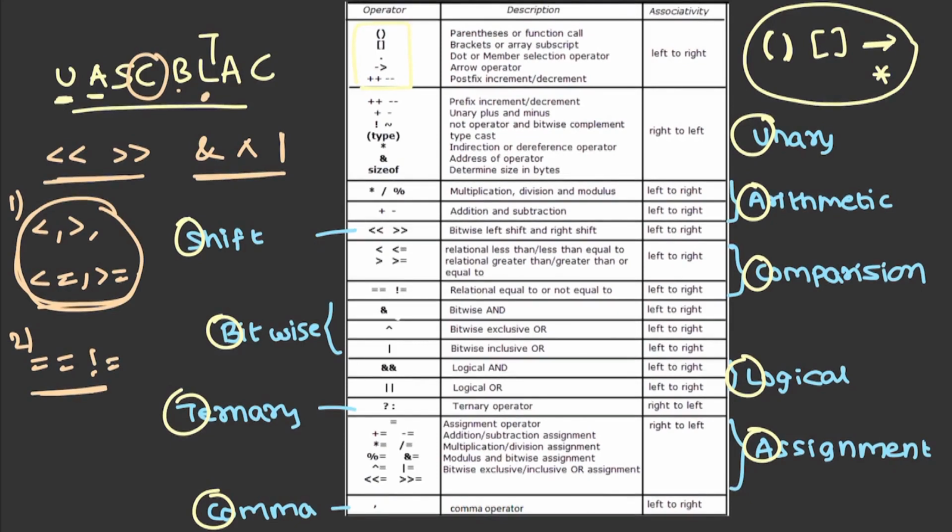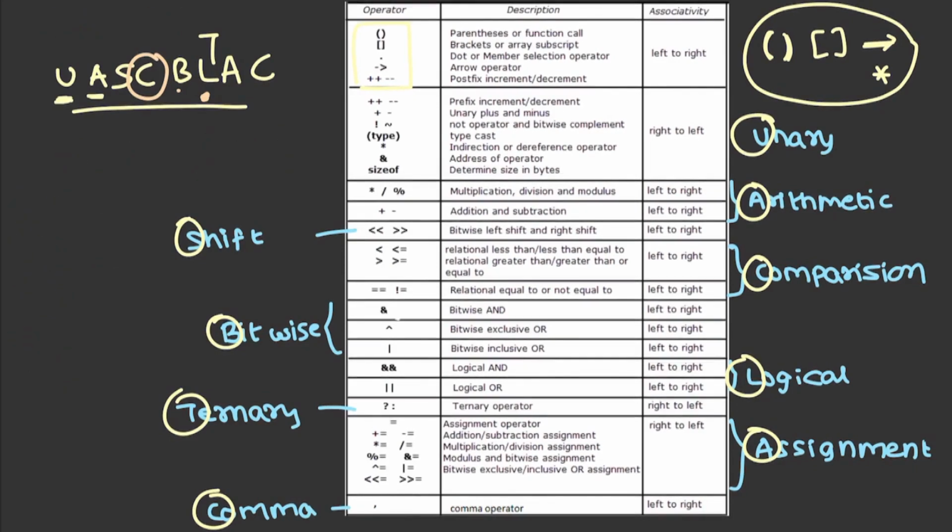And then we have the logical operations, which are used to connect two expressions. Here we give preference to the AND operation followed by the OR operation. After this, we have the ternary operator. The ternary operator is used as a replacement for if else, which we will discuss later on.